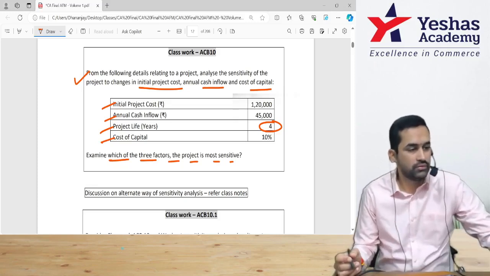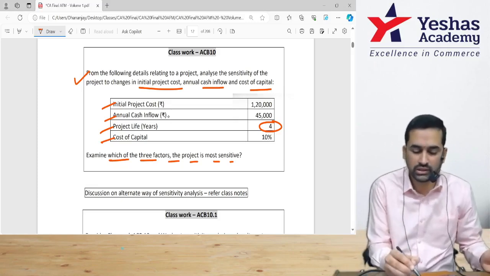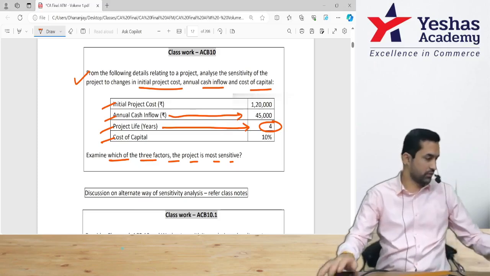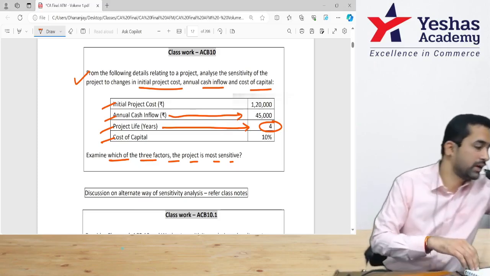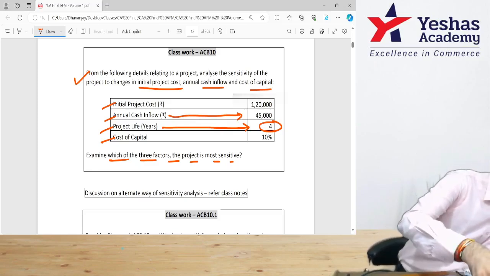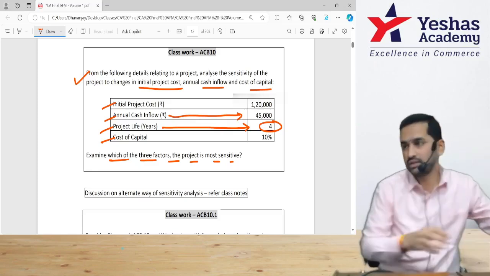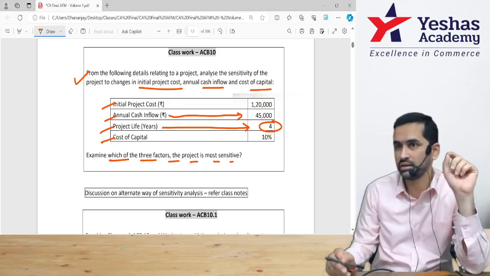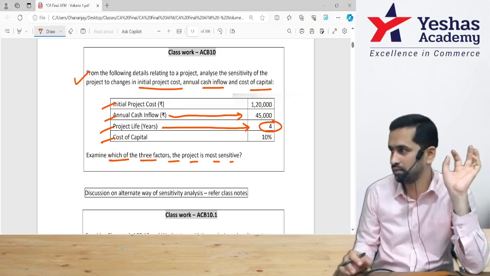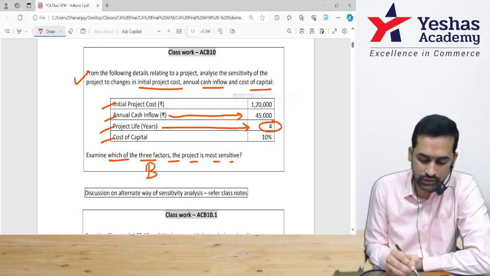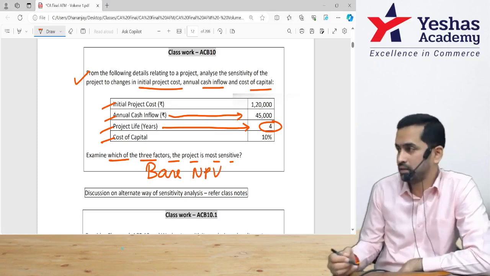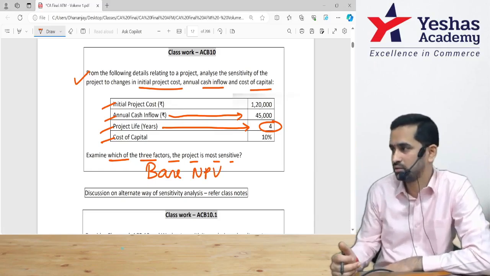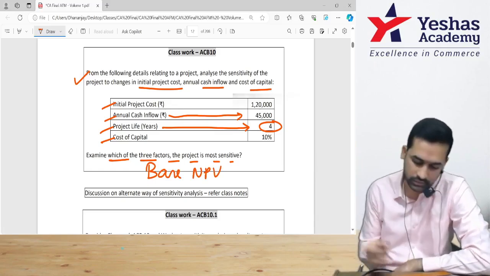Now observe this number 45,000 is the annual cash inflow and the project life is 4 years. Is it a case of annuity now? I discussed this yesterday. Annuity is when you earn the same cash inflow every year. That means I'll have to do a summation of discounting factors for 4 years. In any sensitivity analysis, first you need the base NPV, and then you can consider an adverse variance and identify which is the most dangerous item. Start now.